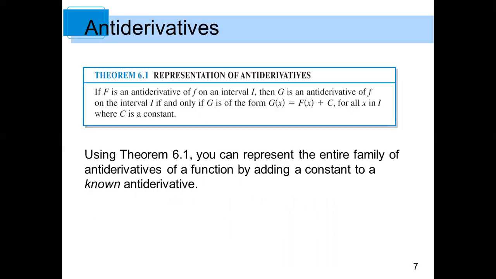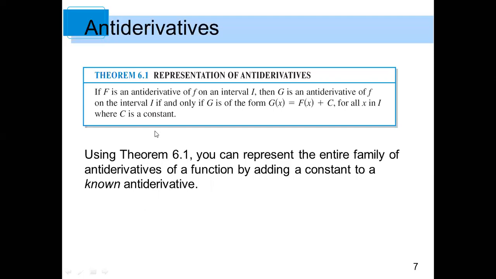Okay? So if capital F is an antiderivative of little f on an interval I, then G is an antiderivative of little f on the interval I if and only if G is of the form G of x equals capital F of x plus c for all x in I. In other words, any two antiderivatives of a function will only differ by a constant. You can add or subtract something from one function to get the other antiderivative.